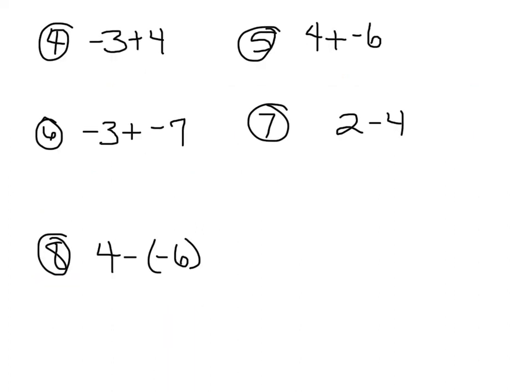Alright, so we have -3 plus 4. So -3, we're going to start at the -3, and we have a +4. That means we're going to move to the right 4 spaces. So don't forget the 0. And when we go on our number line and we move to the right 4 spaces, we end up at 1. So we have 1.